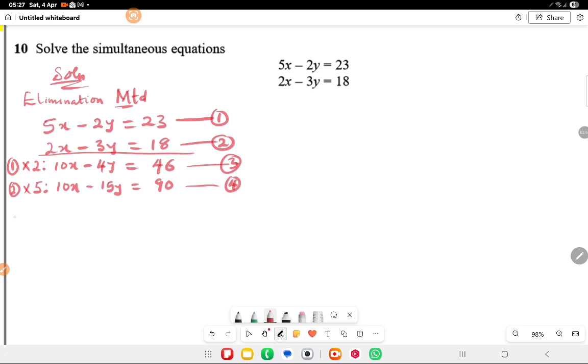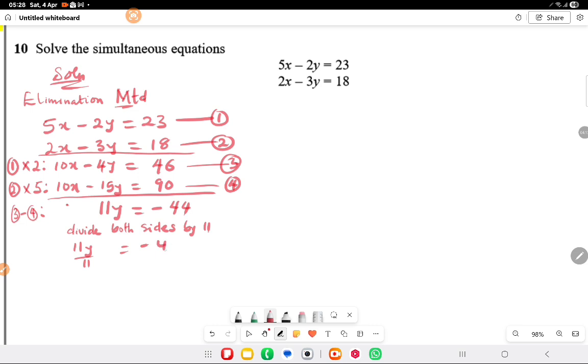Now we say equation 3 minus equation 4. 10x minus 10x gives us 0. We have eliminated x. Then minus 4y minus minus 15y gives us plus 11y equal to 46 minus 90, which gives us minus 44. Now to get y, we divide by the coefficient of y, which is 11. Then we have 11y all over 11 equal to minus 44 all over 11. 11 cancels 11, leaving y equal to minus 44 divided by 11, we have minus 4.